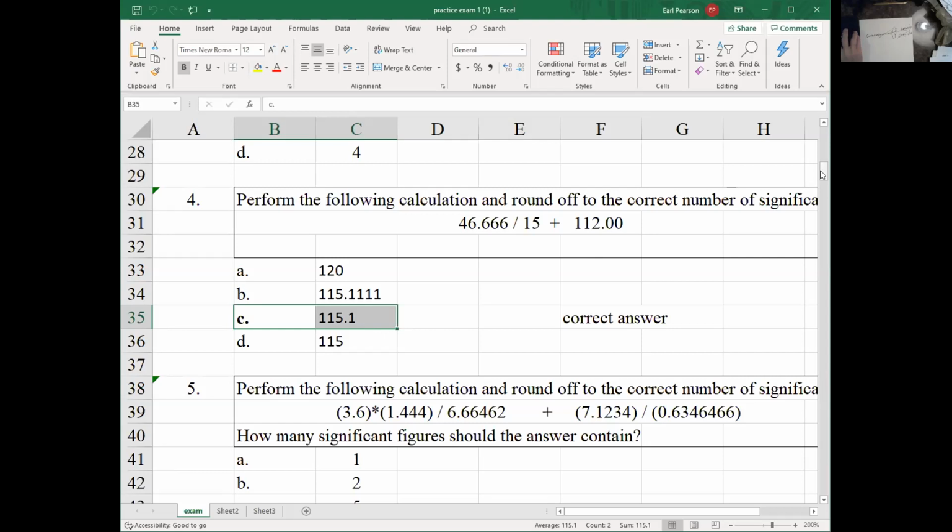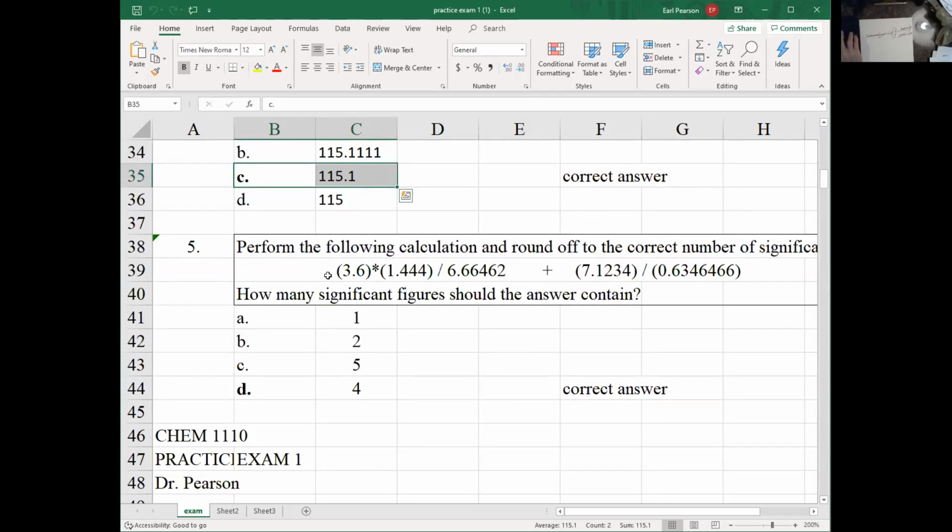And this one down here, I've got 3.6. I've got an addition. That's the last thing it's done. So I'm going to do this calculation here on my calculator, and I'll tell you the results. I take 3.6, I multiply it by 1.444, and I divide it by 6.66462.